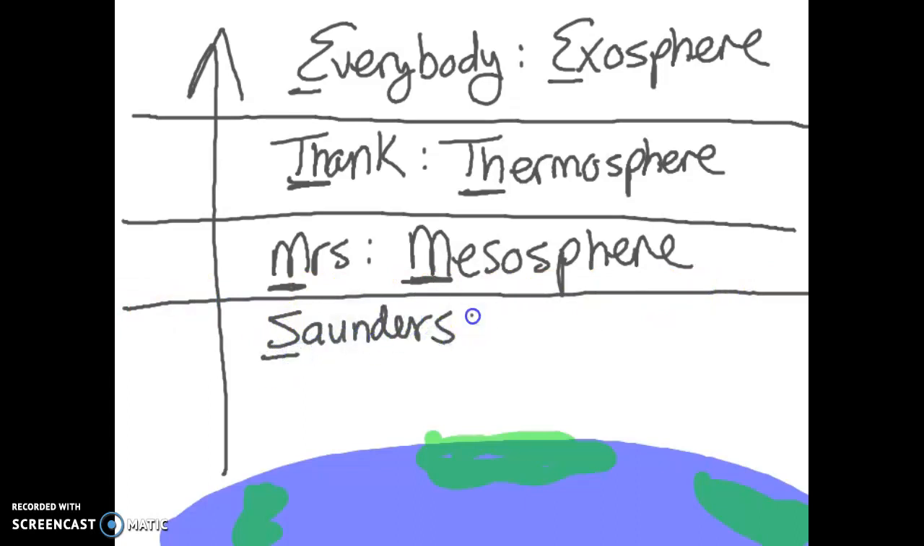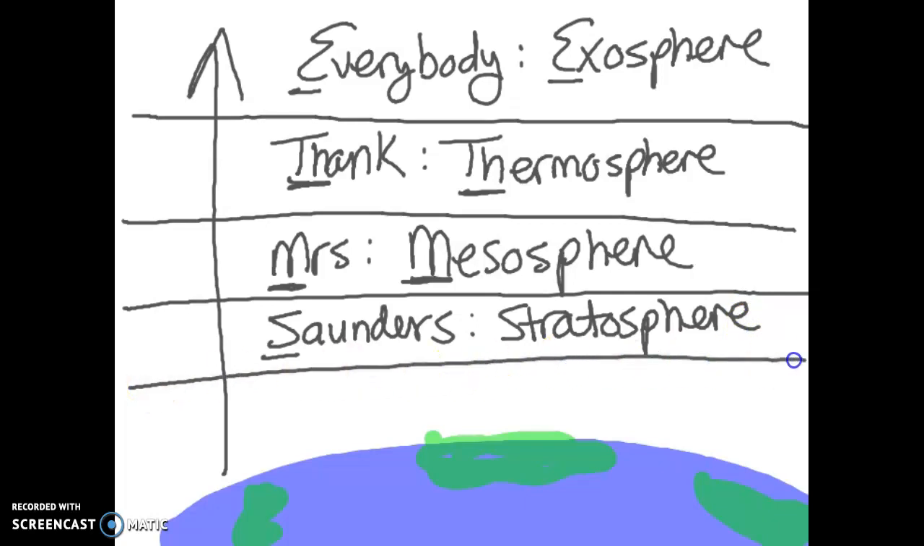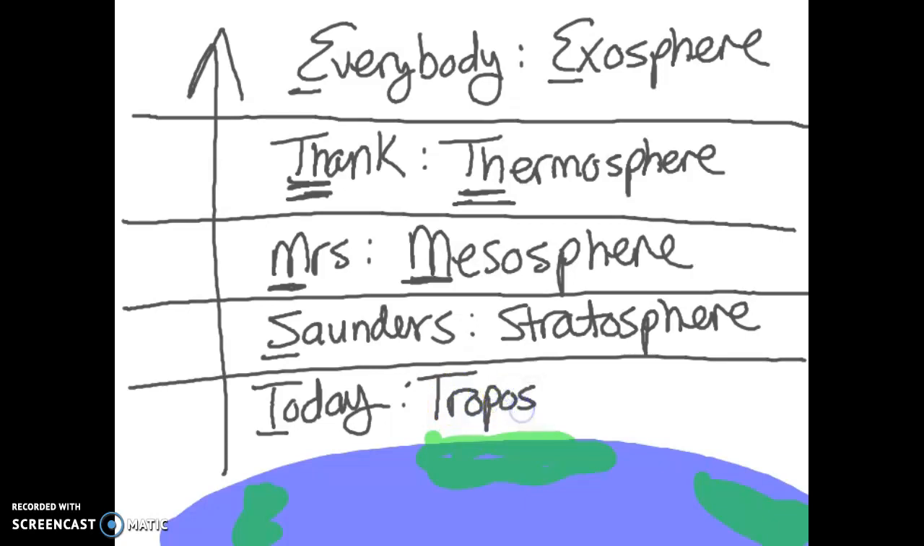Saunders starts with an S. Stratosphere starts with the S. Everybody think Miss Saunders. When do we thank her? Not tomorrow. Today. Today starts with the T. And because there are two that start with the T, I'm glad this TH works, because this one is actually going to start with a T, but it's TR. You'll hear it called Troposphere, Troposphere, Mesosphere, Mesosphere.